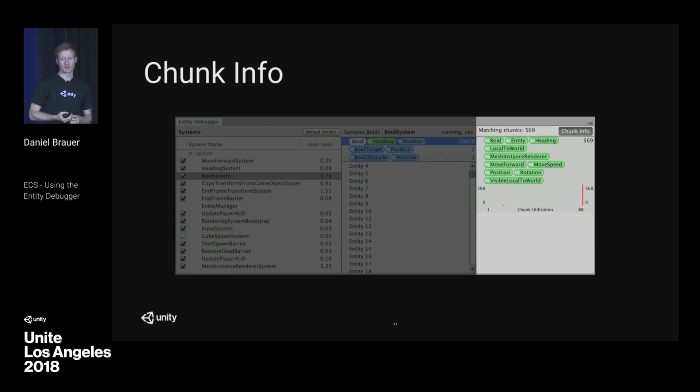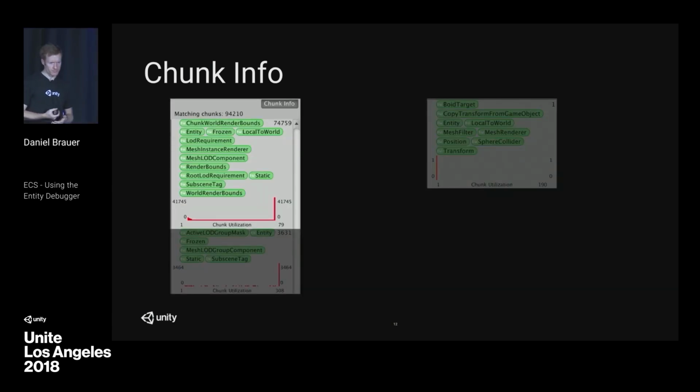And then there's one little blip down on the left, and that shows that there's one other chunk, the 569th chunk, that isn't quite full because 88 doesn't divide 50,000 properly. But this is an ideal scenario. This means you've got basically no memory fragmentation. I'll show you some other examples of what the chunk info view can look like.